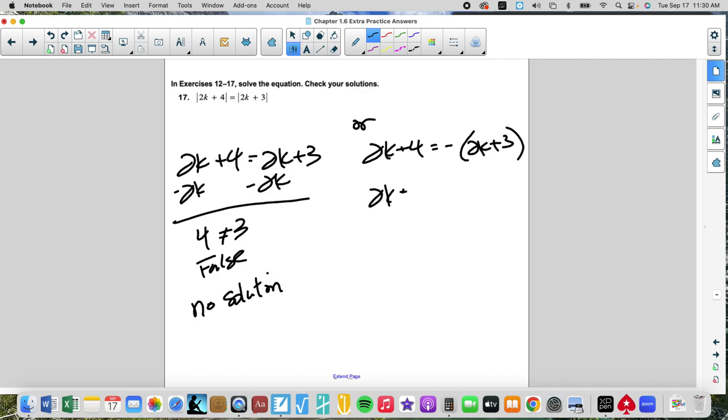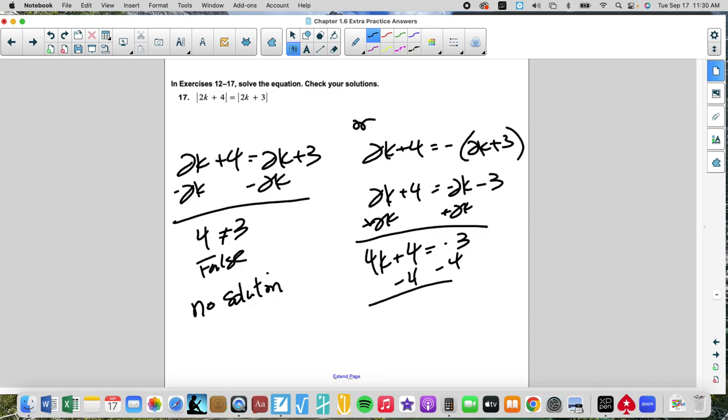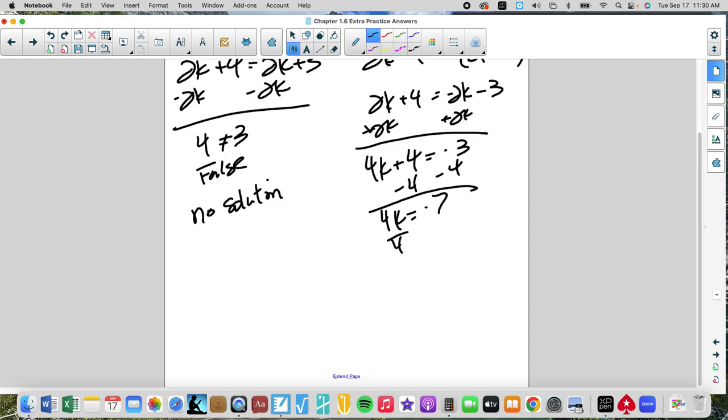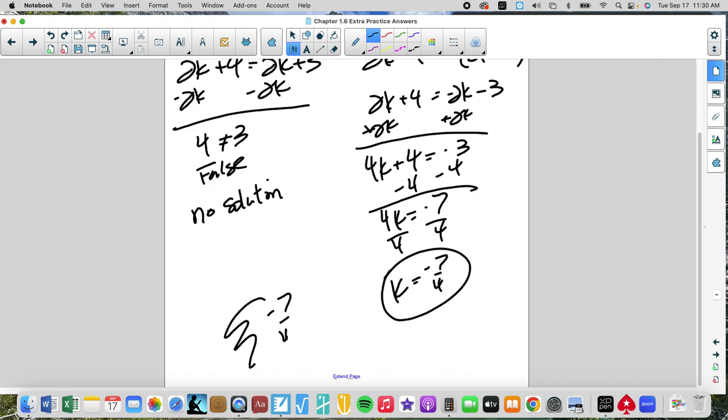This gives us 2k plus 4 equals negative 2k minus 3. We're going to add 2k to both sides: 4k plus 4 equals negative 3. Then subtract 4 from both sides: 4k equals negative 7. Divide by 4. k equals negative 7/4. That's my only solution again.